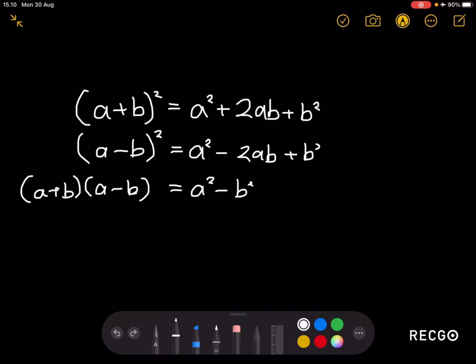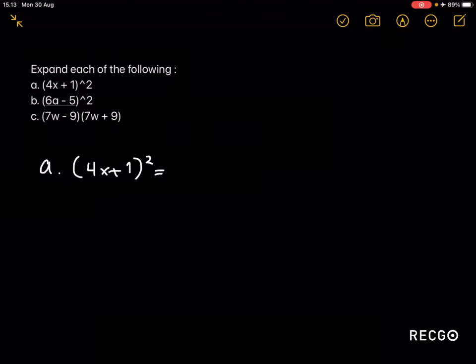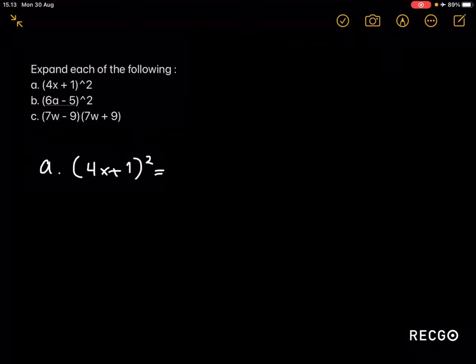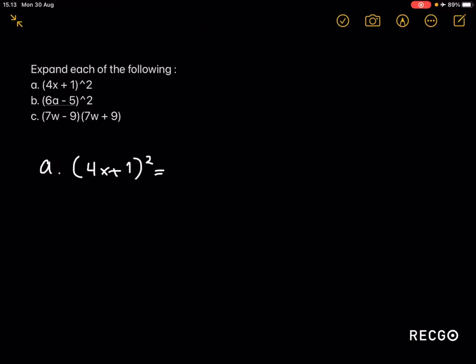And finally, we have (a + b) times (a - b), that results in a squared minus b squared. Now we're going to learn how to use these formulas in the following examples. Alright, the first expression I'm going to expand is (4x + 1) squared.